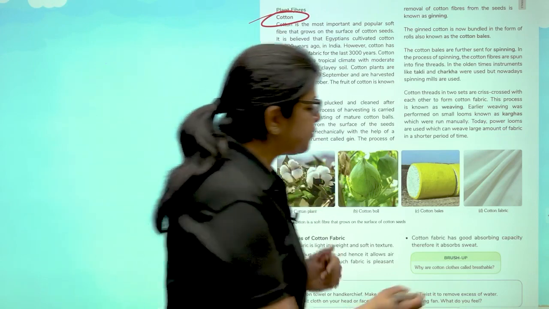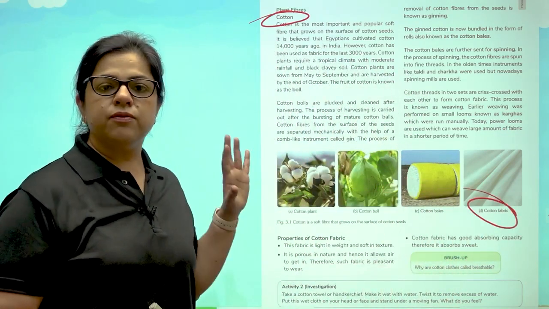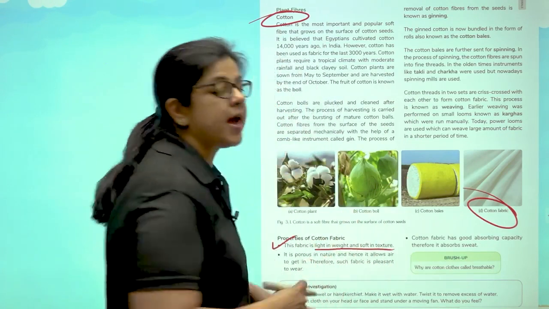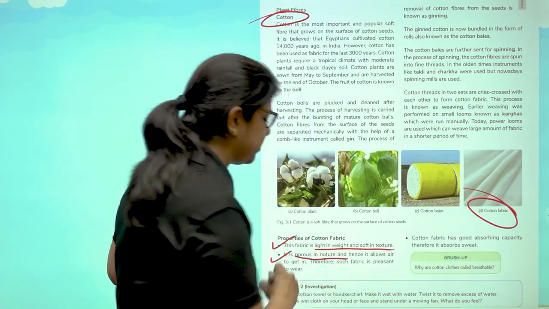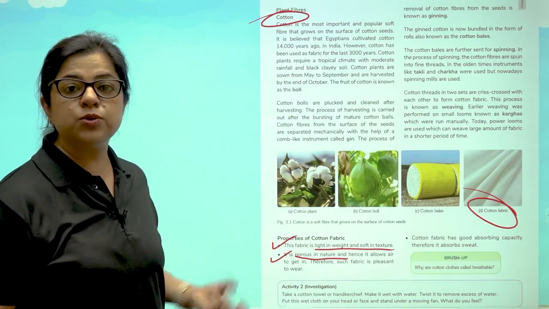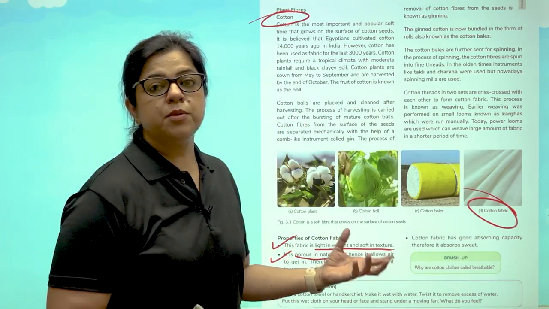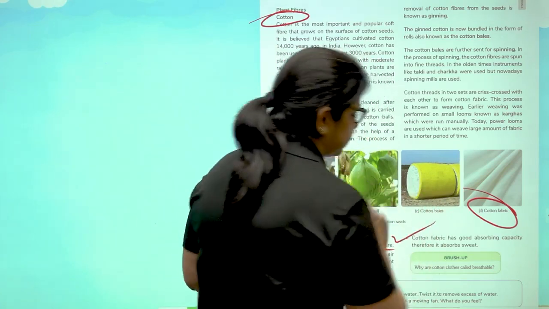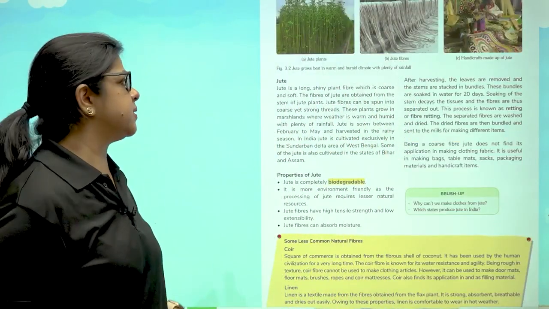So children, this fabric that is obtained from cotton has got wonderful properties. Number one, it is light in weight and it is soft in texture. Number two, it is porous in nature and hence it allows water to get inside. So that is the reason we wear cotton clothes in summer, so that they absorb the sweat, which is why cotton becomes so important in summer season.